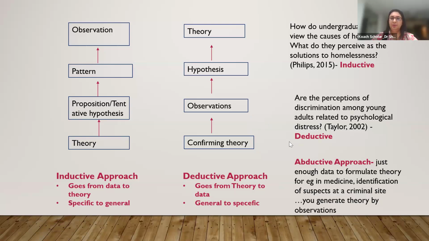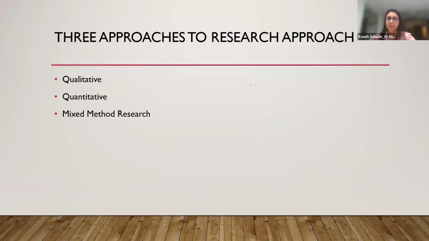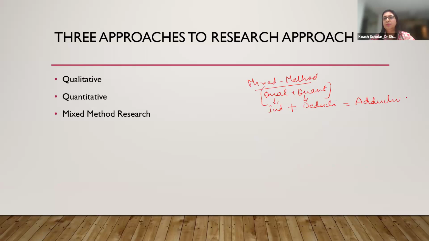If you look here, just enough data to formulate a theory. For example, in medicine, identification of suspects at a criminal site, you generate theory by observations. Mixed method follows an abductive approach. Let me explain how it is abductive. If you're following a mixed method approach, you are following both qual plus quant, correct? Your qual is inductive and quant is deductive. So when you combine both inductive and deductive, it becomes abductive.